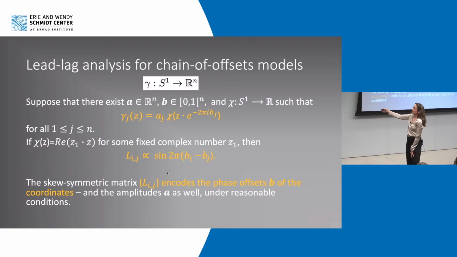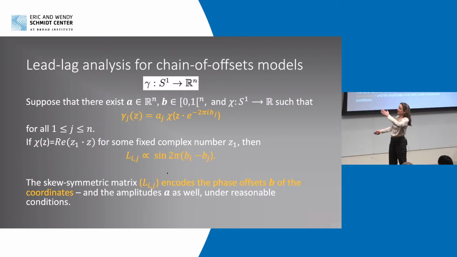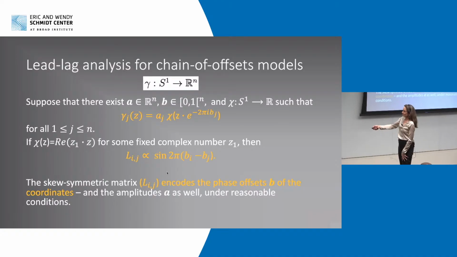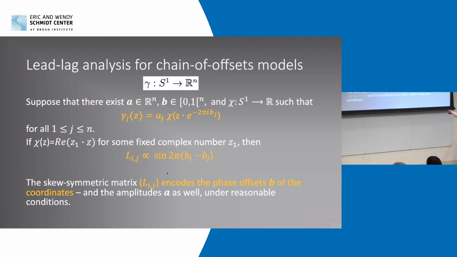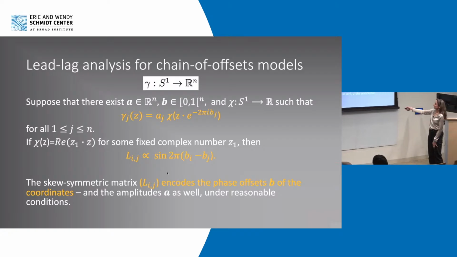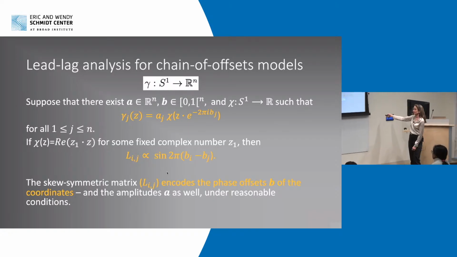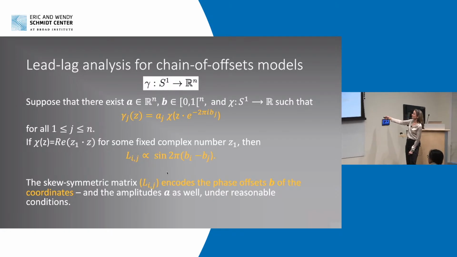So that's what you would call a chain of offsets in this case. And often when people think about a simple model, a naive model of gene cascades, you can think about it as being this kind of chain of offsets. Now, usually a function like chi will have some sort of Fourier expansion that has many terms. If it has just one term, just the real part of a first Fourier mode, then it turns out that if you calculate this lead-lag that we had before, it's actually proportional to the sign of the difference between the phase shifts.